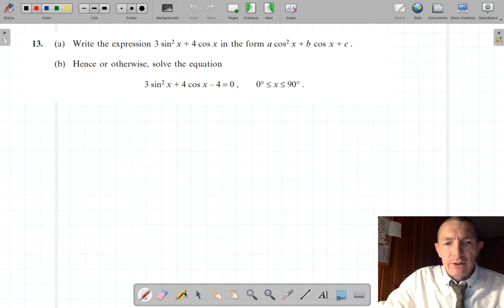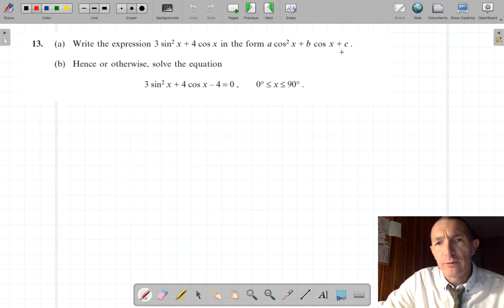Okay, we have a trigonometric question here, standard level, but good practice for higher level as well. So I've got 3 sine squared x plus 4 cos x, and I've got to put it in this form.